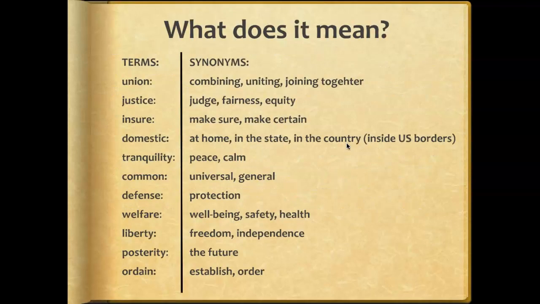So here's some of the unfamiliar terms. You have the word union, which means combining. So the states are going to be uniting or combining. Justice, which means to judge, having fairness and equity. To ensure means to make certain, make sure it's going to happen. Domestic means at home. So in a broader sense, it means either in your state or in the country. So if we're trying to provide domestic tranquility, we're trying to make sure things at home or in the United States of America are peaceful and calm. So tranquility is peace and calm.